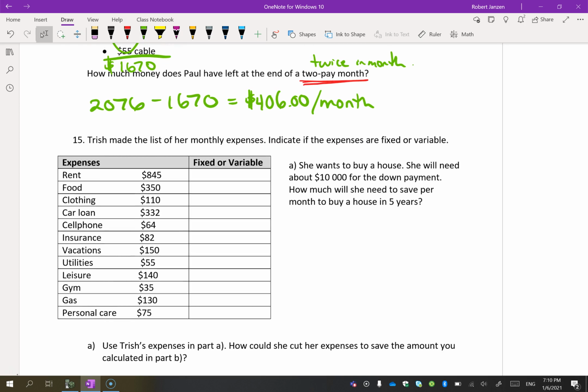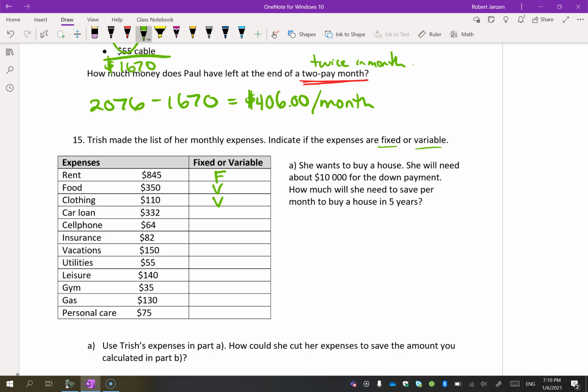Trish made a list of her monthly expenses, indicate if the expenses are fixed or variable. Well, fixed means you can't change that. They're going to be the same, and variable means they're going to change each month. So the rent, you are charged by the month. That's going to be fixed. But your food can change. Sometimes you go out for dinner a little bit more. Sometimes you save a little bit of money because maybe you go eat somewhere else a couple times. That's going to change for the month.